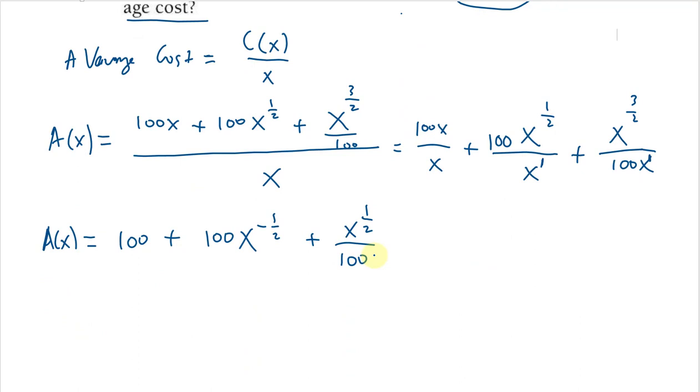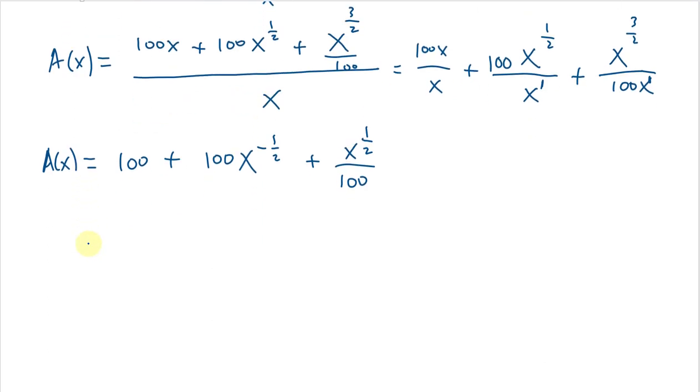Now, minimizing the average cost is the same thing as finding the local max and the local min. And to find the local max and the local min, the first thing is you need to find the critical points. To find the critical point, we first find the derivative and set it equal to 0 and solve for x. Okay, so the first step is you need to take the first derivative of the A of x, the average cost function.